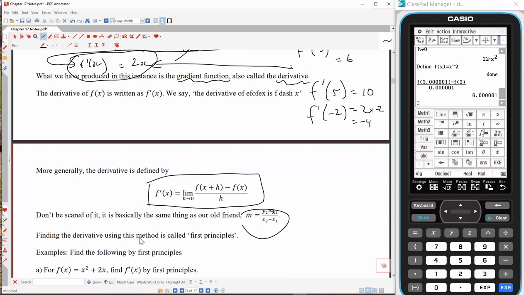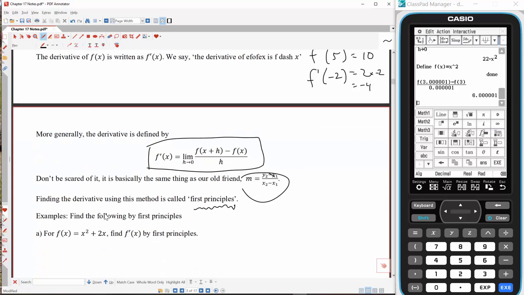So finding the derivative using this method is called first principles, and ask any calculus student about using first principles to find a derivative, and they won't have fond memories. It's not fun, okay? And we're going to show you an easier way, but to show you an easier way, you first need to go through this rite of passage. It's important that you've done this.